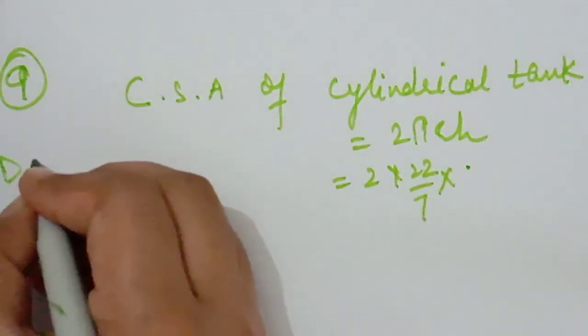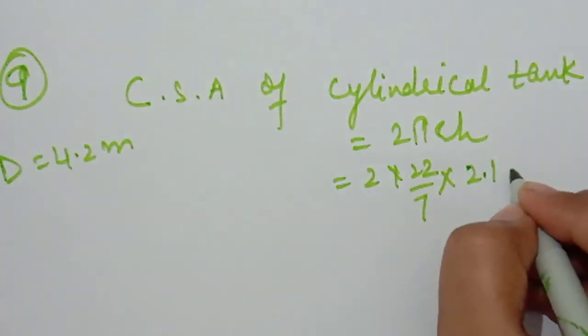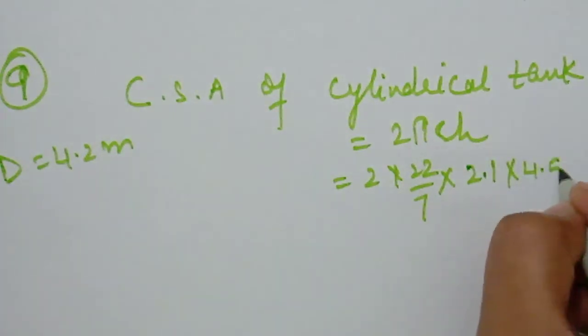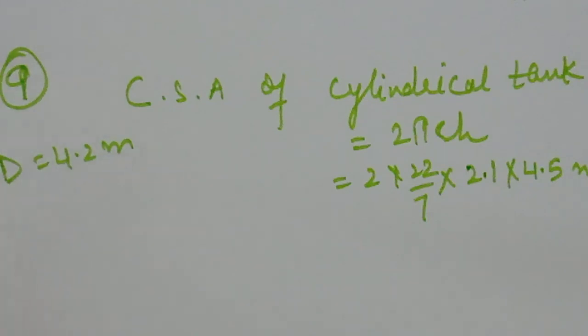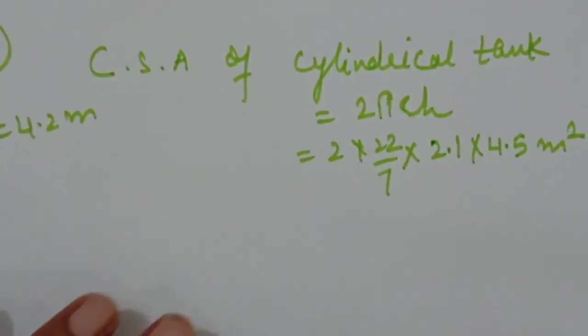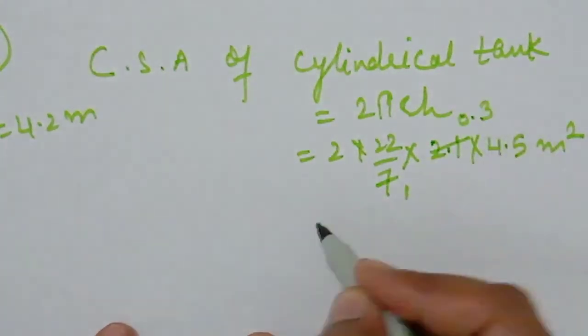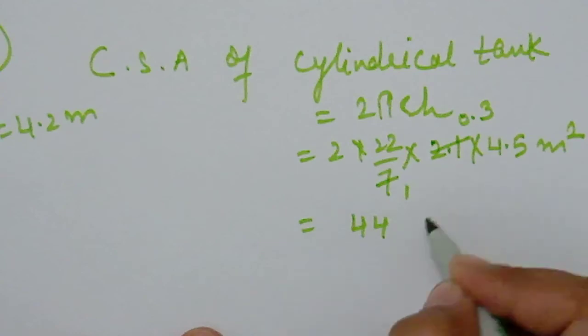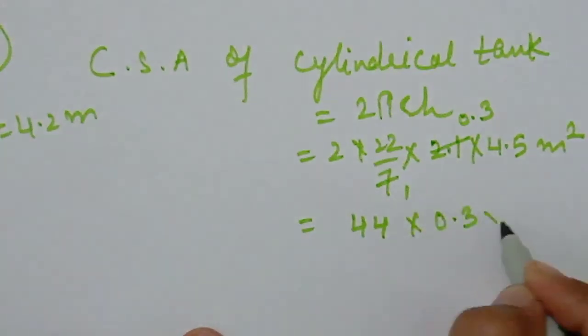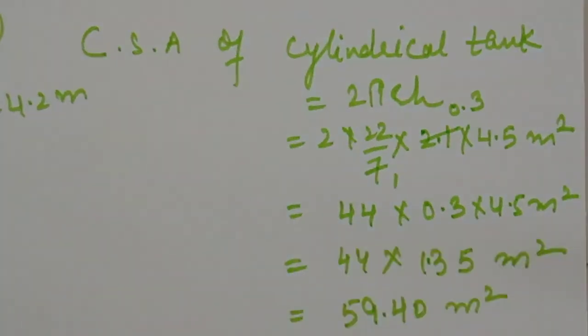The diameter is 4.2 meter. So the radius is 2.1 meter and the height is 4.5 meter. You have to solve it and then find the curved surface area of the cylinder. When we solve, 7 on the 7, then it is 0.3, then 44 multiply 0.3 multiply 4.5 meter square, which is 59.40 meter square.